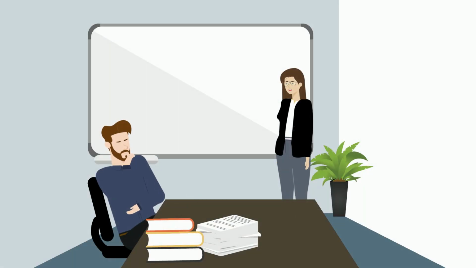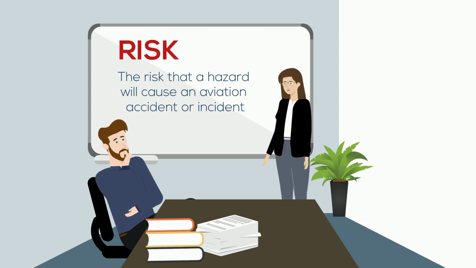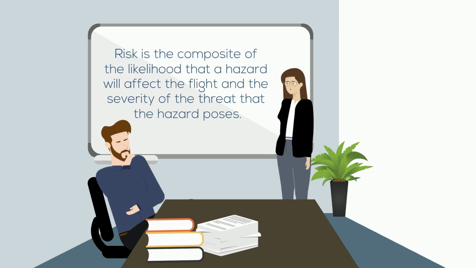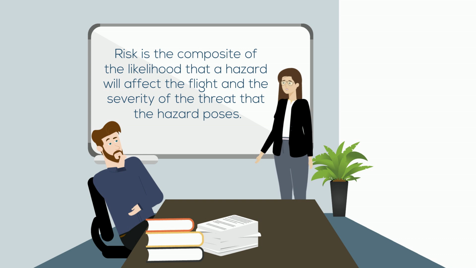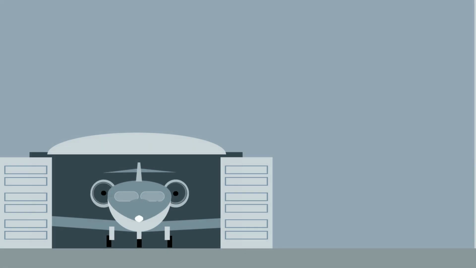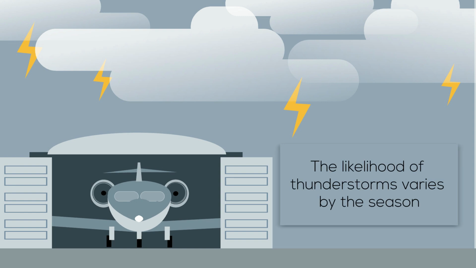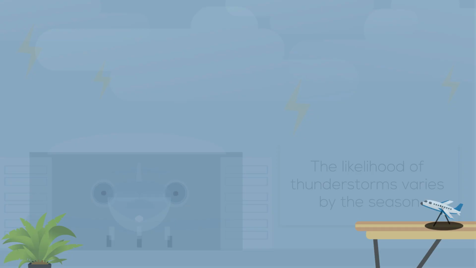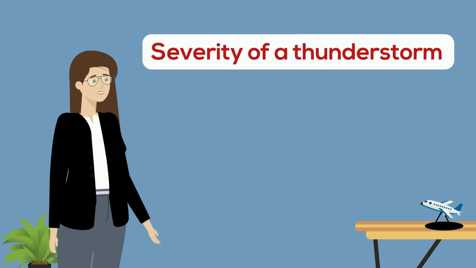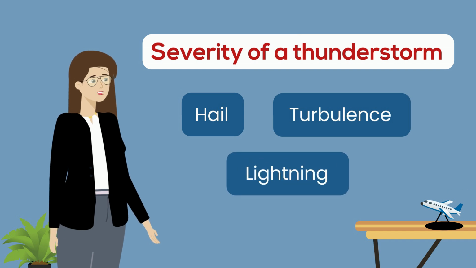Derived from the idea of a hazard, let's discuss risk, or as we might say, the risk that a hazard will cause an aviation accident or incident. Risk is the composite of the likelihood that a hazard will affect the flight and the severity of the threat that the hazard poses. So, let's return to our thunderstorm. Outside of the intertropical convergence zones, the likelihood of thunderstorms varies by the season, with the summer and monsoon seasons showing the highest frequency of these dangerous beasts. And I don't think that any of us would dispute the severity of a thunderstorm's threat, but the specific risks would include hail, turbulence, and lightning.